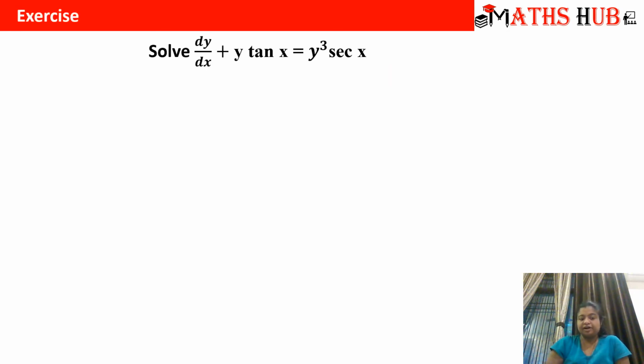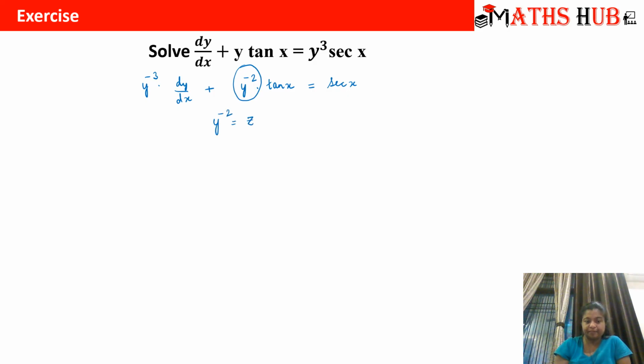So we have dy by dx plus y tan x is equal to y cube secant x. So the first step is dividing by y cube. So we get y to the power minus 3 dy by dx plus, divide by y cube, so one y will get cancelled and you'll get y to the power minus 2 into tan x is equal to secant x, right?